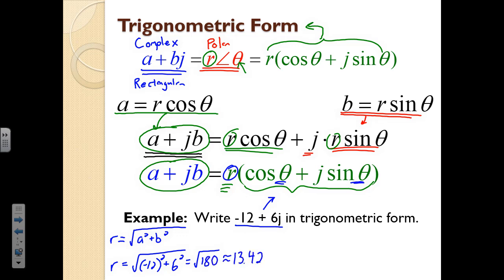13.42. Our angle theta is the inverse tangent of b over a, which in this case is the inverse tangent of 6 over negative 12.